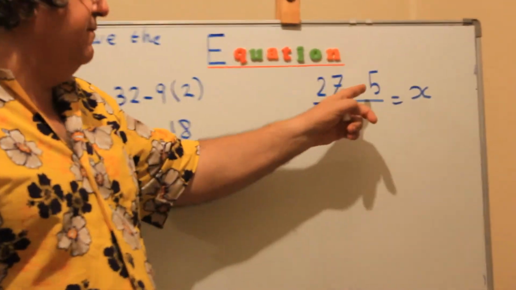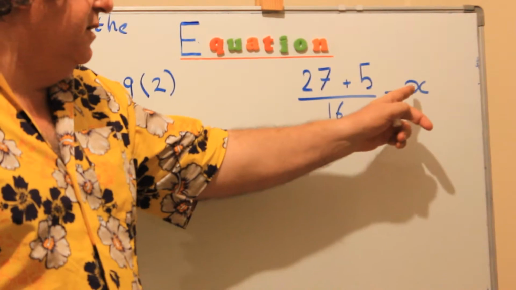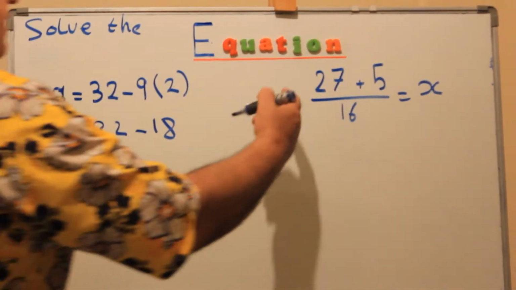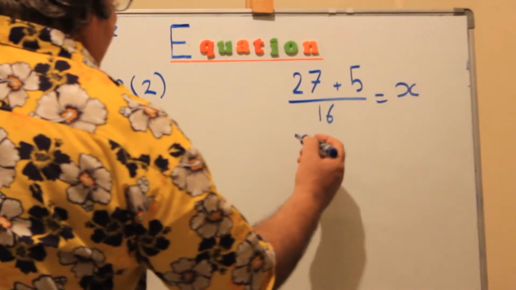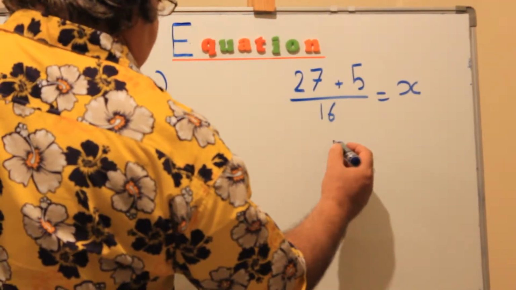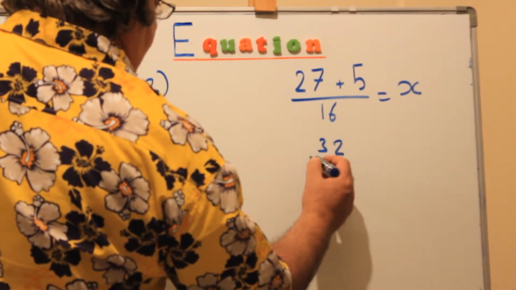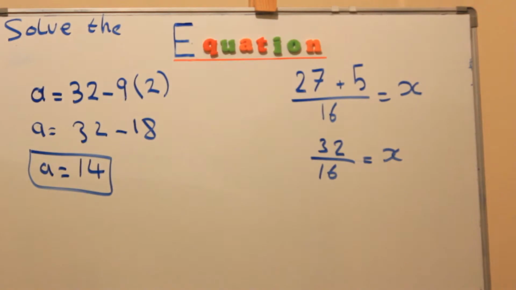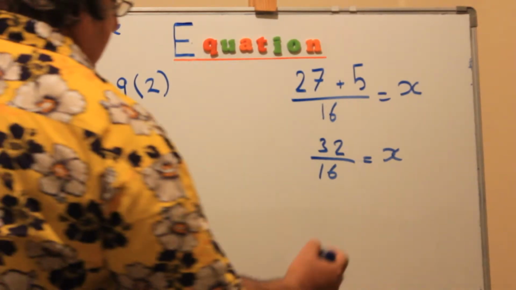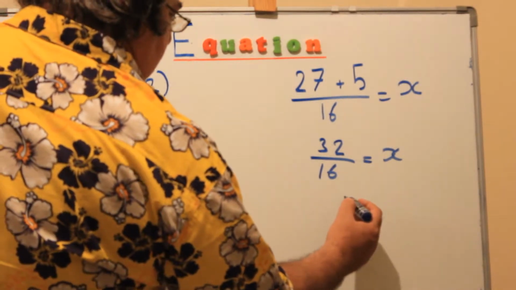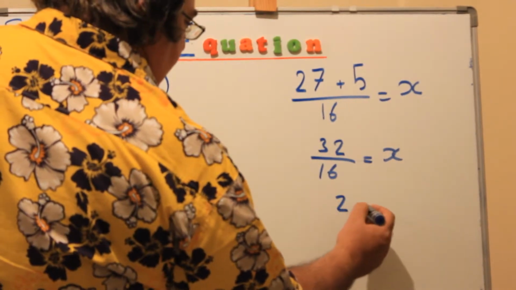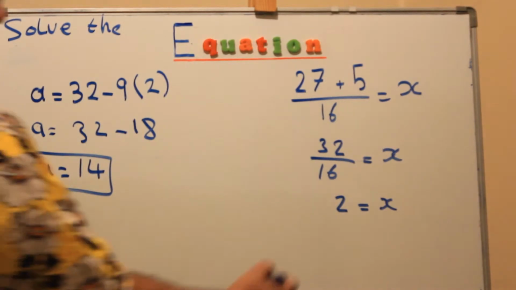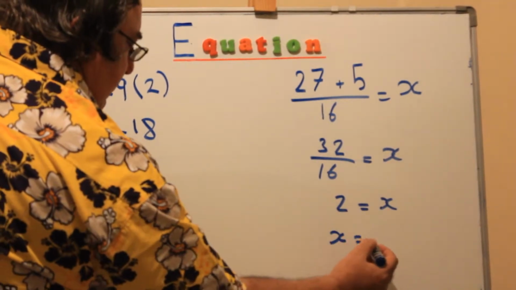If I had 27 plus 5 over 16 gives you x, find the value of x. We say first do the addition. So 27 plus 5 is 32 over 16 gives me x. So 32 divided by 16 is 2. So 2 is equal to x. It means x will be equal to 2.